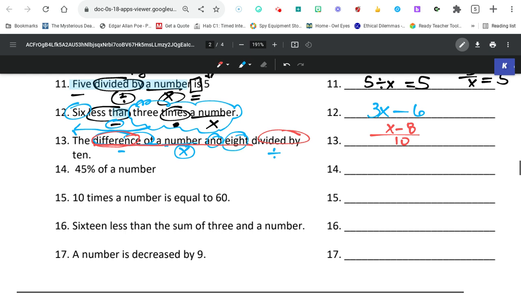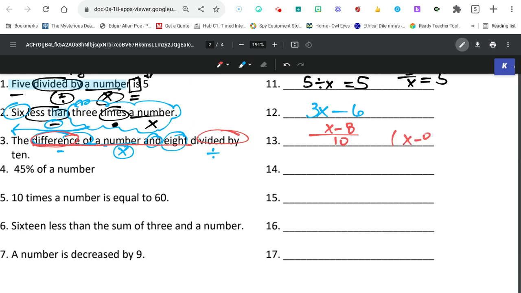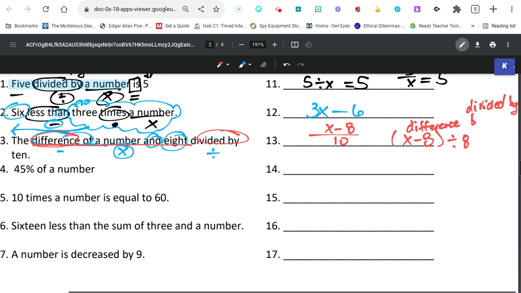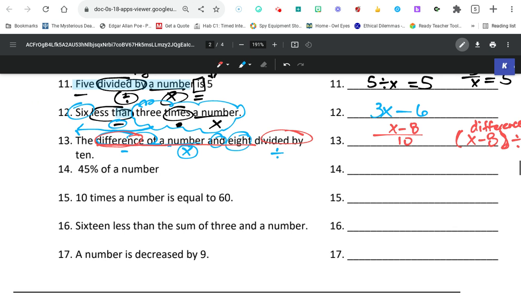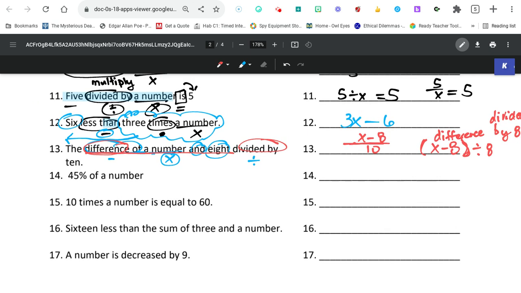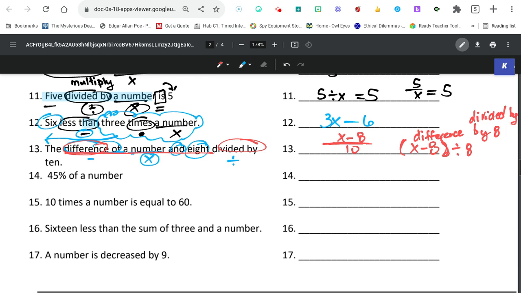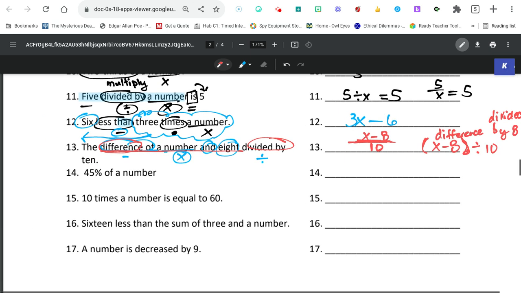So if you write it like this, please put it in parentheses, because this is the whole difference. This is the difference divided by 10. Show me that difference first, and then we can divide by 10. Now, if you write it like this, then I can't tell that the whole difference is being divided by 10. But again, if you write it like this, clearly I can see that that whole difference is being divided by 10.